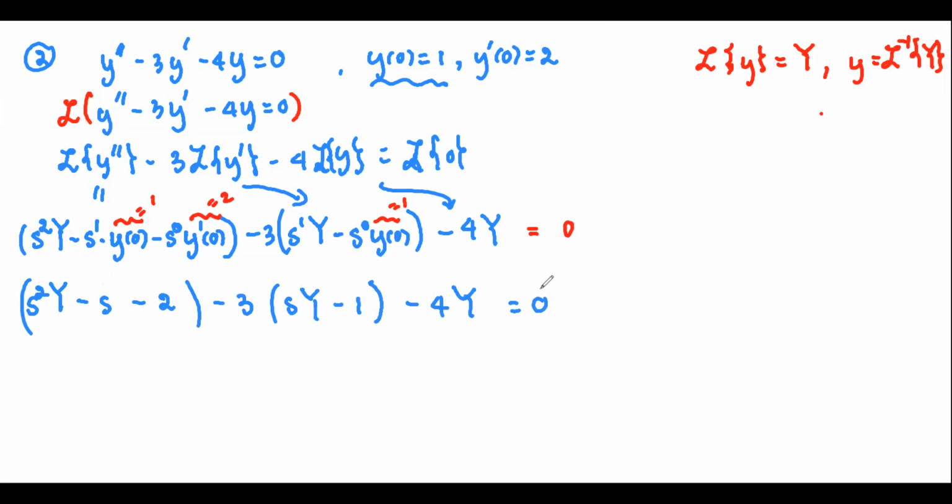And next we just take away the grouping symbols and collect like terms. We're going to have s squared Y, minus 3sY, minus 4Y. I'm just putting the Y terms all together. And then for the s, we have minus s minus 2 plus 3, because negative 3 and negative 1 equals 0. After this step, we're going to solve for Y.